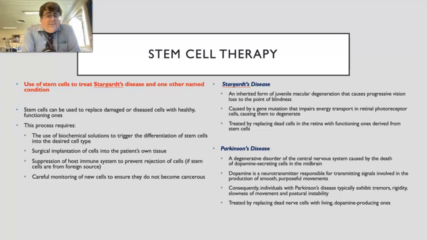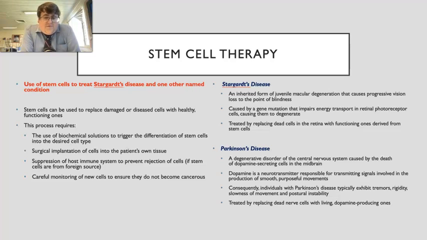The last one is looking at stem cell therapy. So stem cells are important for science because we can replace damaged or diseased cells with healthy functioning ones. The way we do this is we use biochemical solutions to trigger those stem cells to differentiate into the desired cell type we need. They're then surgically implanted into the patient's tissue, and the host's immune system is basically suppressed to prevent the body rejecting those stem cells. That's if they're coming from a foreign source.